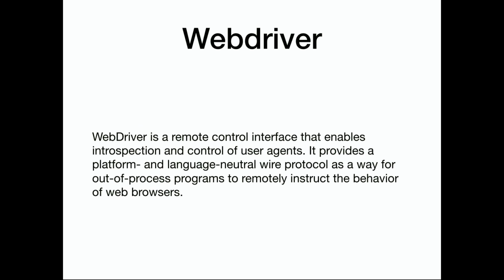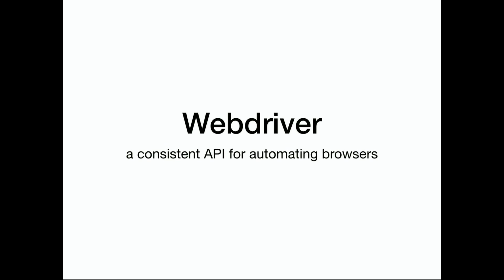So, what's the technology we're going to use to automate our browsers? Well, WebDriver, according to the documentation, is a remote control interface that enables introspection and control of user agents. It provides a platform and language-neutral wire protocol as a way for out-of-process programs to remotely instruct the behavior of web browsers. That was a mouthful. What they mean is, it's a consistent API for automating web browsers, which is exactly what we're after. So this provides a REST-based API, a JSON API, for automating all of the different web browsers.